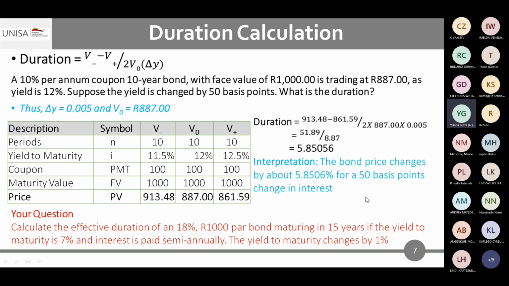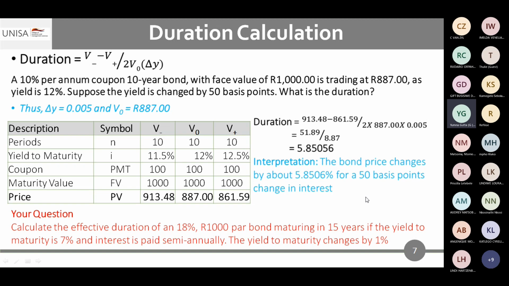So we have our period, which is the N, and even on your calculator you have an N. So we enter our period. In this case, you must remember you're going to have to multiply your period by 2 because it's a semi-annual bond. Then you put in your yield to maturity. For each scenario, V minus, V0 and V plus, your yield to maturity changes. So normally what I do is I enter all my other variables first, and then I just change my yield to maturity and get a different price.